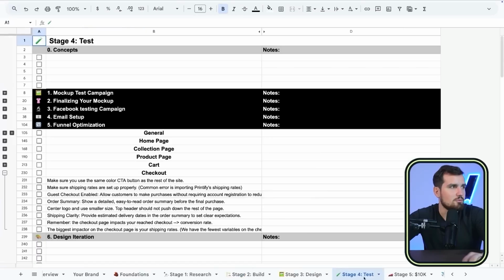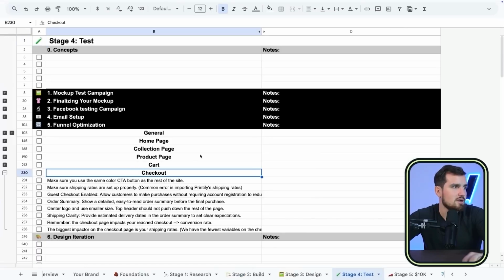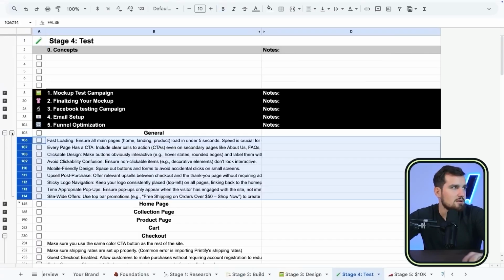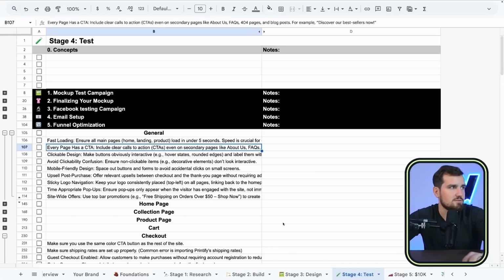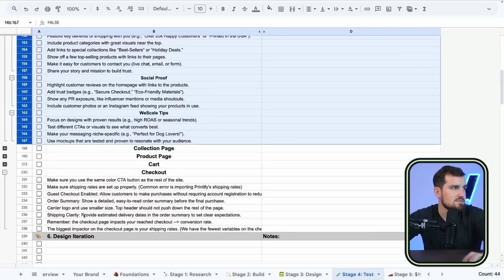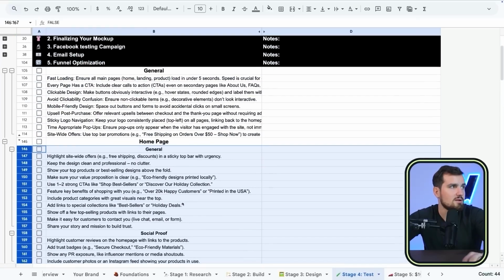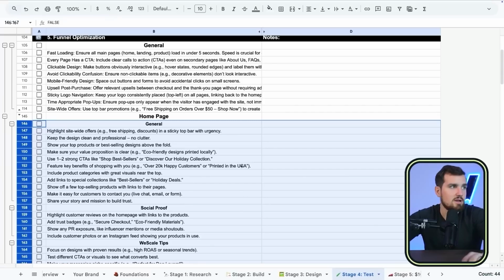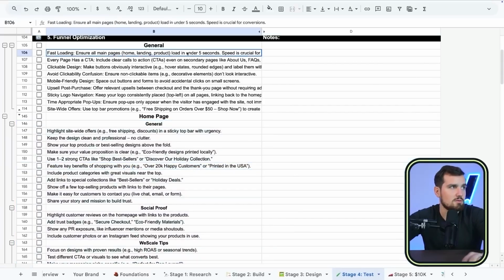So now, once we're in this stage and we're trying to optimize our funnel, we can go here to stage 4, test in funnel optimization. And what we have here is a massive, how many steps is this? 238 point checklist that you're able to go through. So, step 1, understand fundamentally why we're doing funnel optimization, what it looks like, and that we want to apply the law of constraints or theory of constraints and work on just one piece at a time.